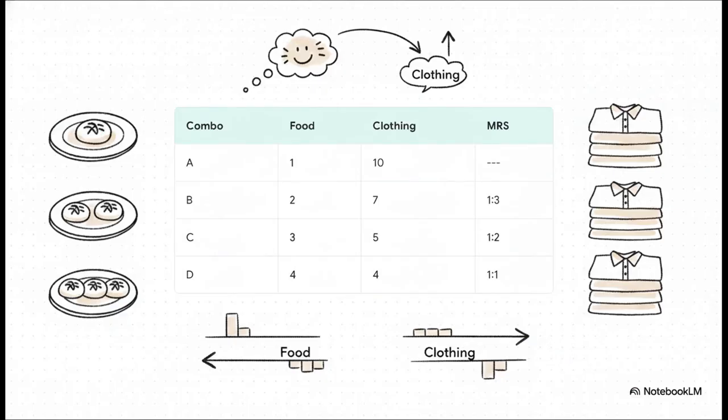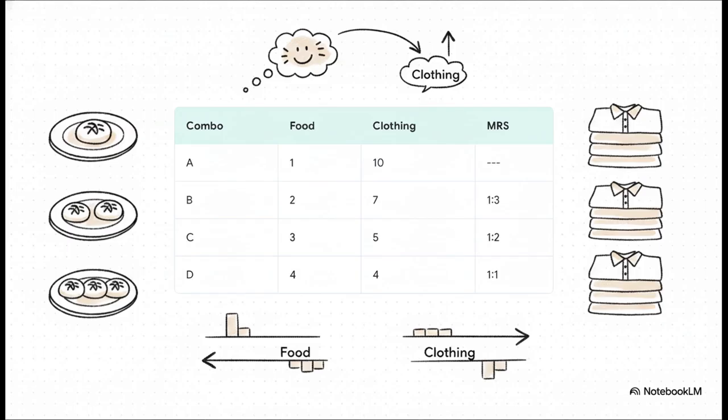To shift from pure theory into hard data, we have a concrete schedule of a consumer's choices right here. We've got 4 combinations: A, B, C, and D. In combination A, the consumer has 1 unit of food and 10 units of clothing. But as we move down to combination B, food goes up to 2 units while clothing drops down to 7. Move to C, and we're looking at 3 units of food and 5 of clothing. Finally, in combination D, it levels out at 4 units of food and 4 units of clothing.